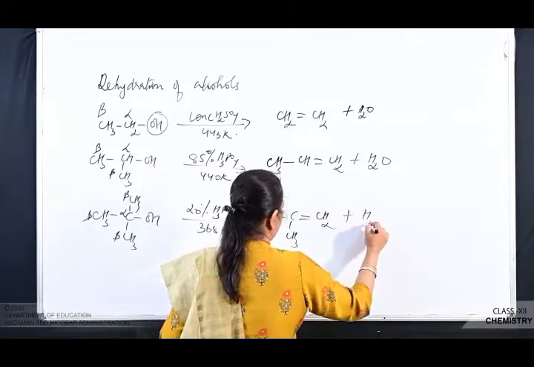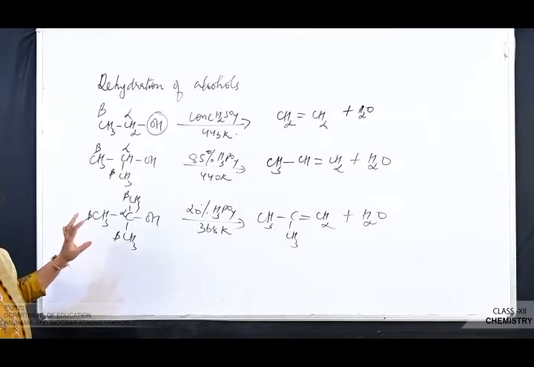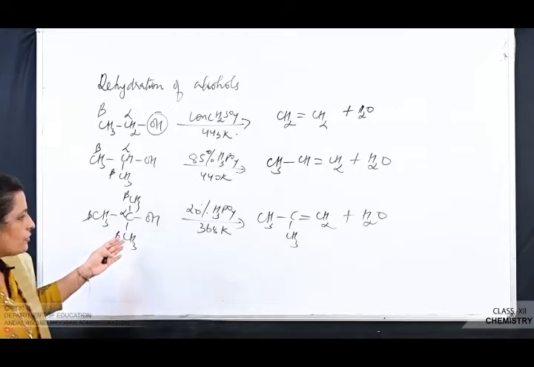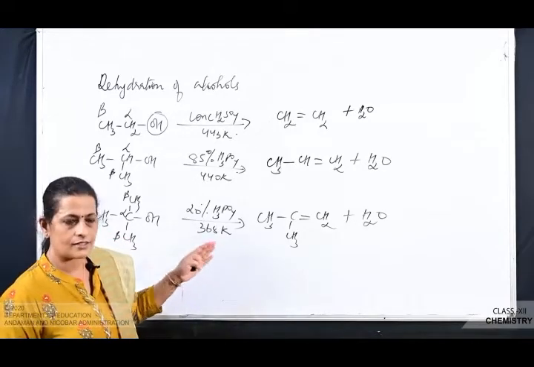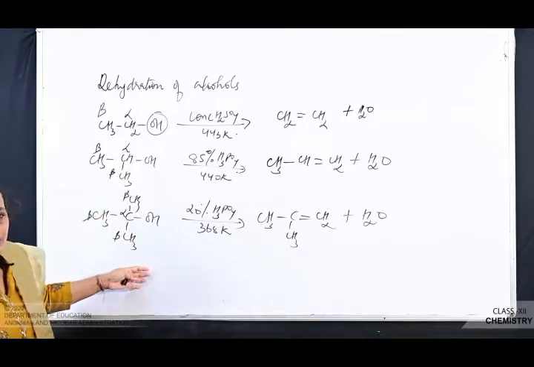Now, listen here. When there is more than one type of beta carbon having different number of hydrogen atom, always the hydrogen will be eliminated from which carbon? The carbon which carries less number of hydrogen atom. That is, according to Saytzeff's rule, more alkylated alkenes are stable. So, that same what you have studied in haloalkanes, the same rule is applicable here also.